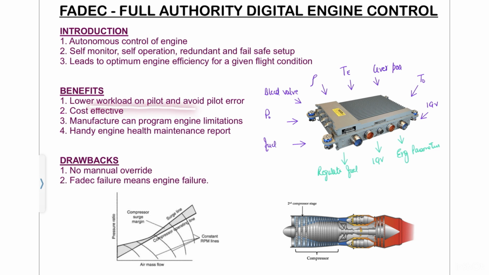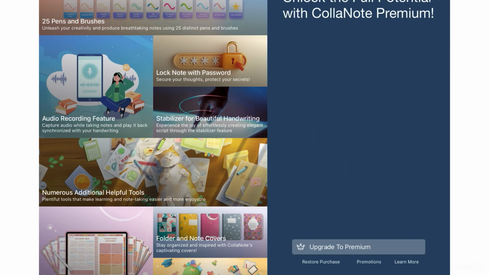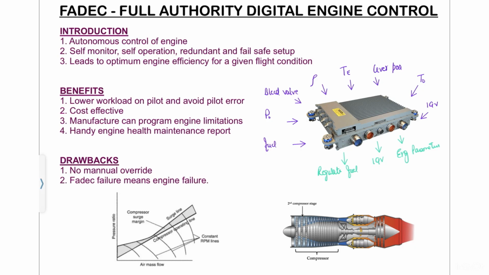Benefits, yes, it lowers the workload on the pilot. Yes, definitely, it is cost effective because engine efficiency is high. The manufacturer can program engine limitations. So yes, there are a few limitations, a few interlocks about the engine which are required, like if the RPM of the engine compressor goes very high, the engine should shut down. Such kinds of interlocks can be fed into the FADEC, and accordingly this can be processed.